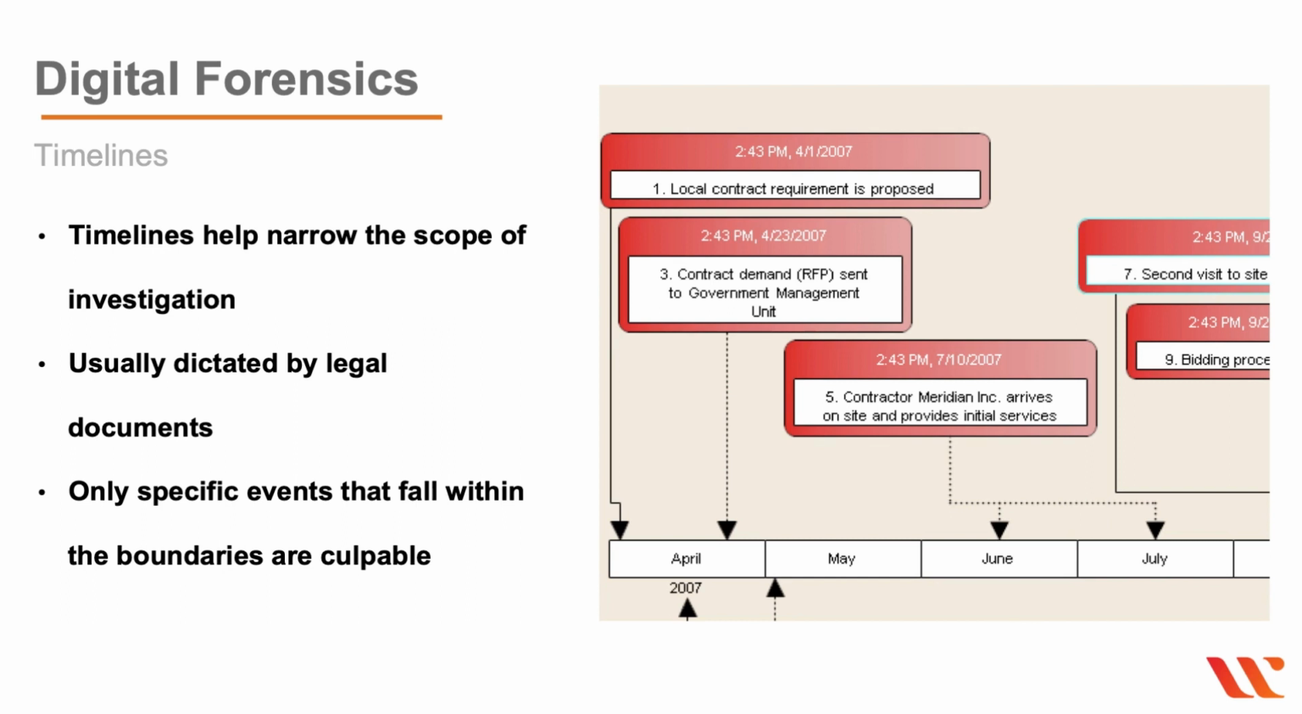Timelines are another tool that help with investigation. They help narrow down the scope of the investigation, because when an incident happens, it can be a pretty large scope at the beginning. For example, you might narrow it down to say this happened between 3 a.m. and 7 a.m. on a Thursday morning on the 14th or something like that.